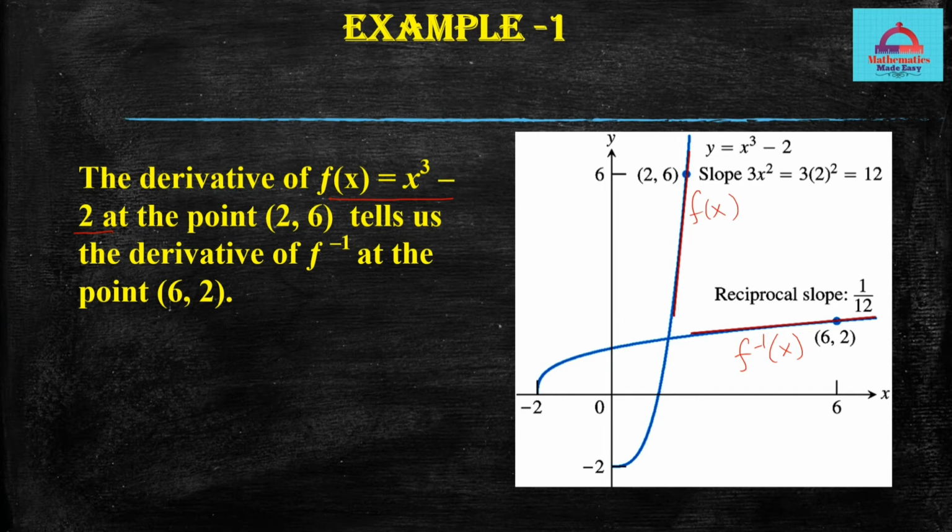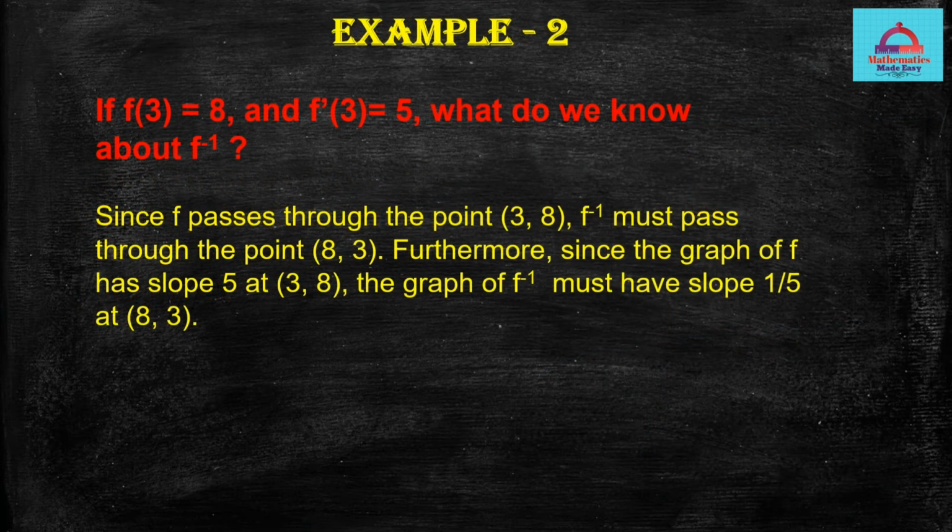So the image of this point for the function f(x), which corresponds to the function f inverse of x, is (6, 2). So what you have done, you have just flipped your x and y coordinates, and therefore we could say that the derivative of f(x) at the point (2, 6) tells us the derivative of f inverse at the point (6, 2). Now let's see another example that will help you to apply the theorem that you've seen in today's lesson.